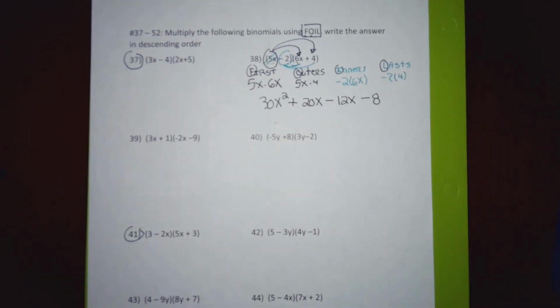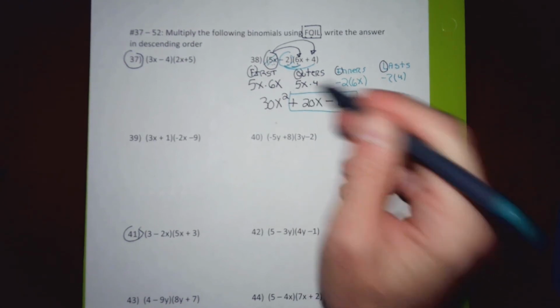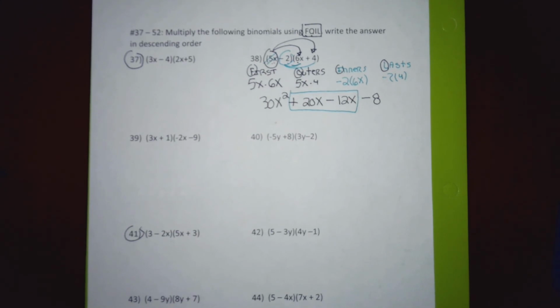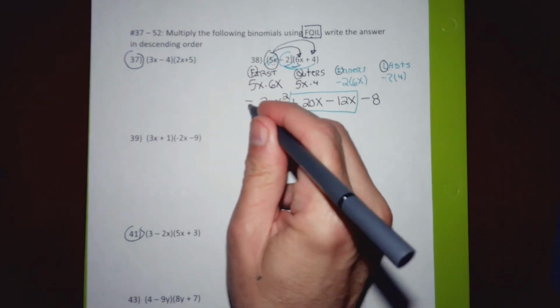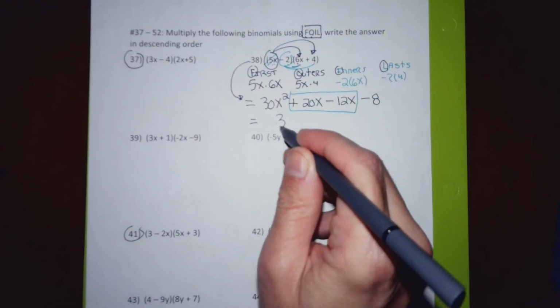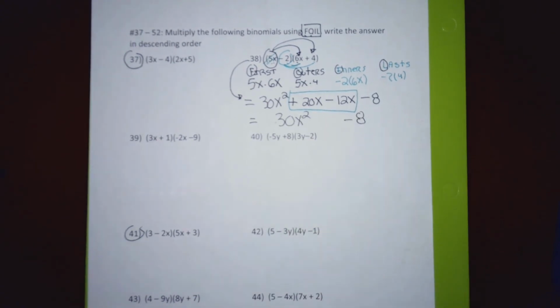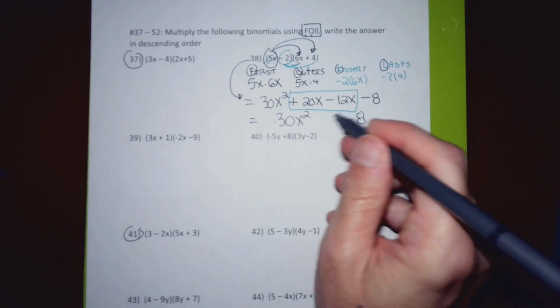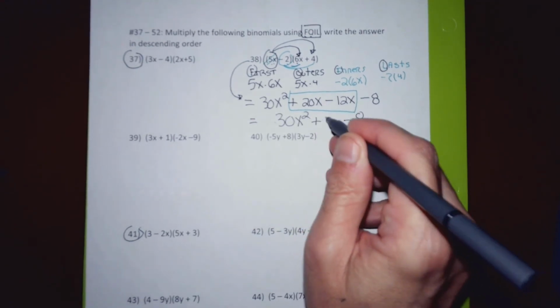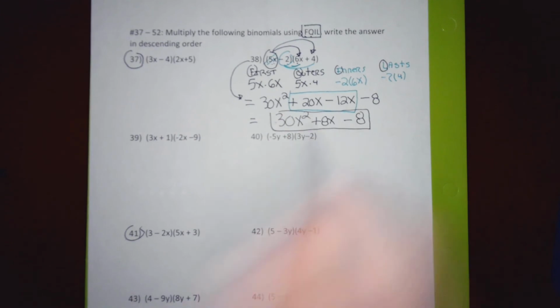Generally, when you do foiling, or when you multiply two binomials, we say that the middle terms can be combined. The 20x minus 12x, those are like terms. Like terms have the same variables with the same exponents. Those can be combined by taking 20 and subtracting 12. I should probably write equals, because this equals the original problem. For an answer, the 30x squared and the minus 8, they don't have anything to combine with. They're not like any of the other terms. But the 20x minus 12x, I'll go 20 minus 12 and get positive 8 and leave my x. My answer to 38 should be that.